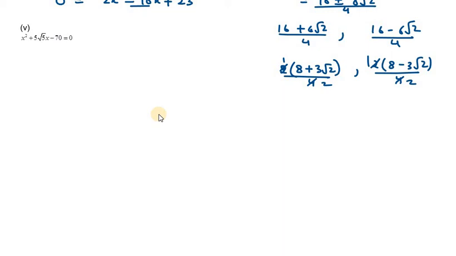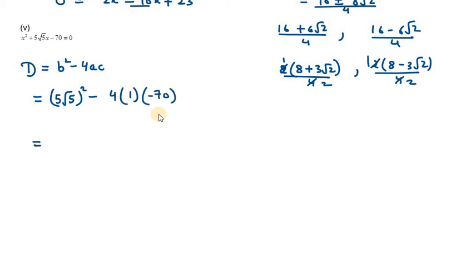Now in the fifth part, again what we need to do is we need to find the value of d, that is b square minus 4ac. b is 5 under root 5 whole square minus 4ac. A is 1, c is minus 70. So you get 5 square and under root 5 square. So it will be 25 into 5, the first term. Then we have minus minus. Minus minus is plus. Then you get 280. 25 into 5 is 100. No, sorry, 125. 125 plus 280 is 405. So 405 is greater than 0.